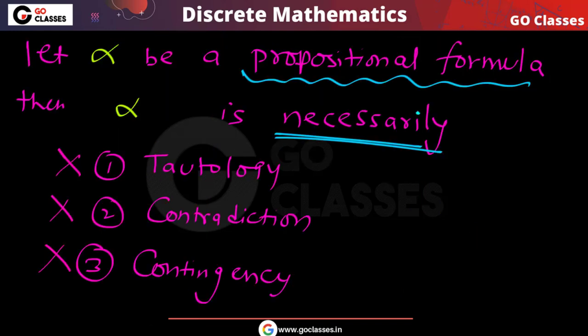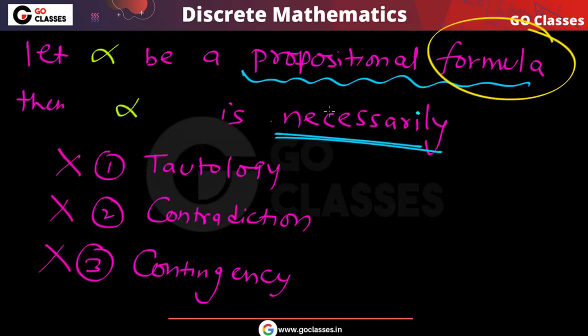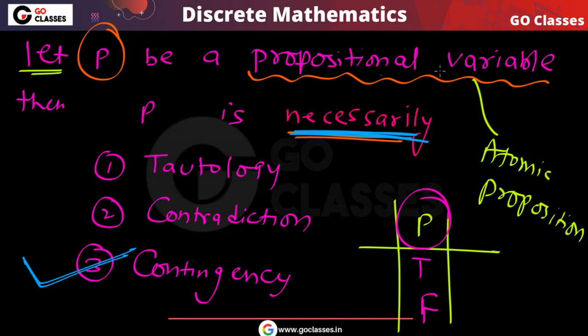So the question is very simple. If alpha is a propositional formula, we don't know what this formula is. Alpha can be a tautology, or a contradiction, or a contingency. So we cannot say that it is necessarily a tautology, necessarily a contradiction, or necessarily a contingency. But remember, when p is a propositional variable, then it will definitely be a contingency.